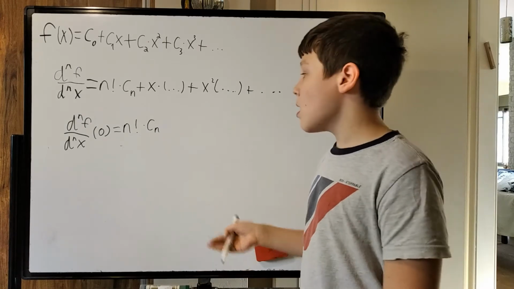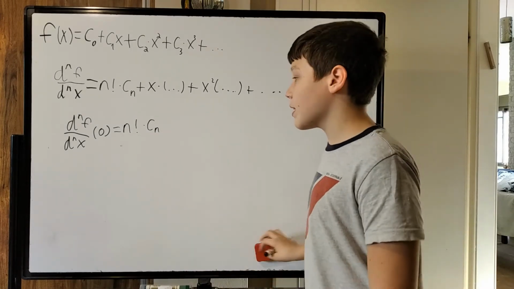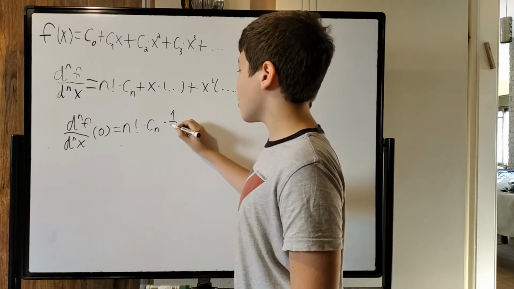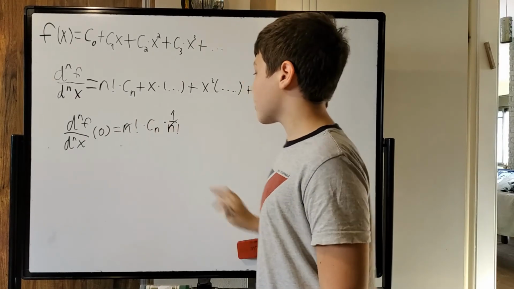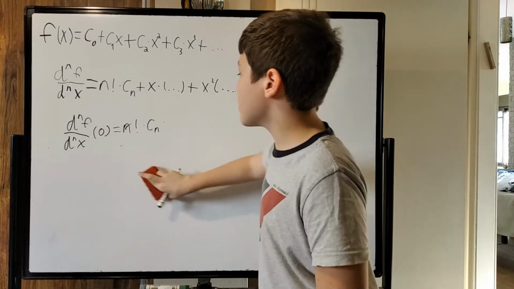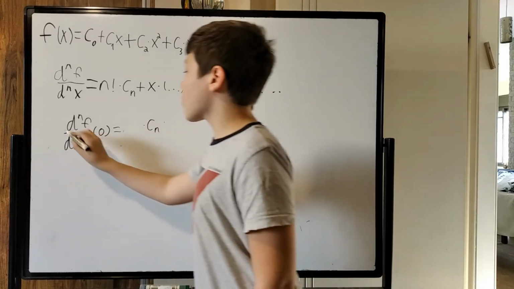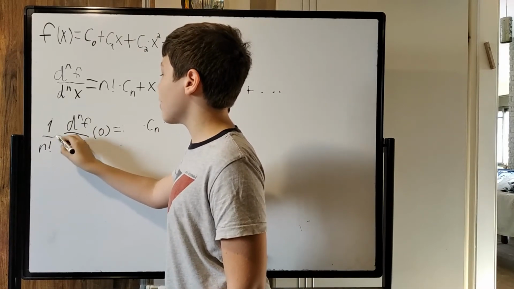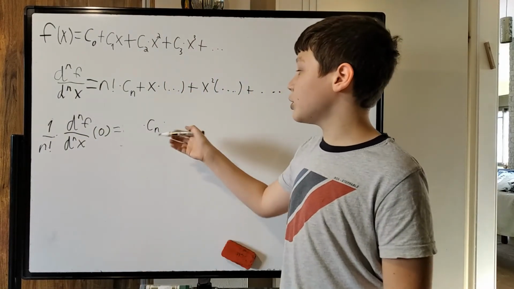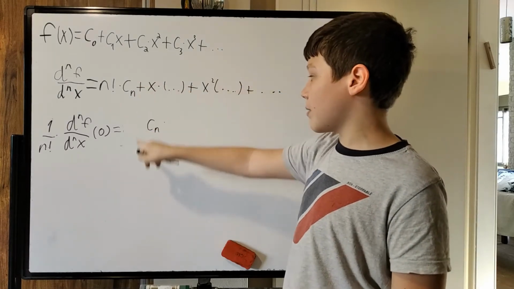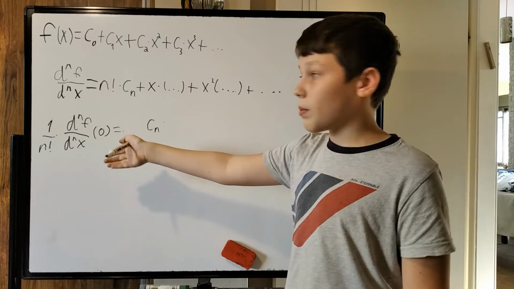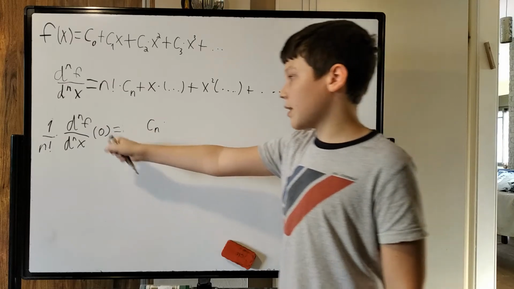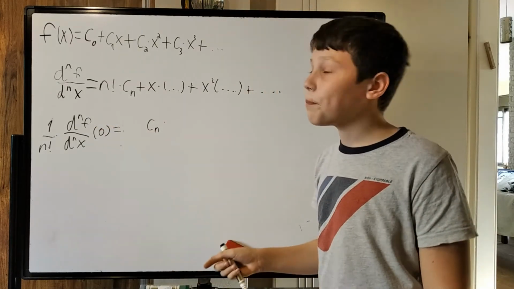And now, very simple. We divide both sides by n factorial, or multiply by 1 over n factorial. This will cancel out, so I'll erase those. And then we're going to have to multiply by 1 over n factorial. Now we've established that the nth constant we have, c of n, is this formula: 1 over n factorial times the nth derivative of f, evaluated at 0.